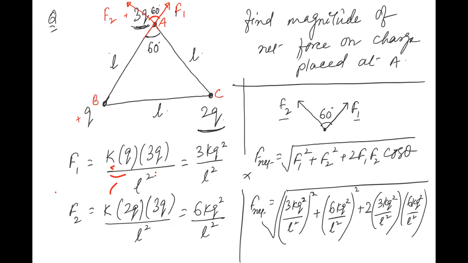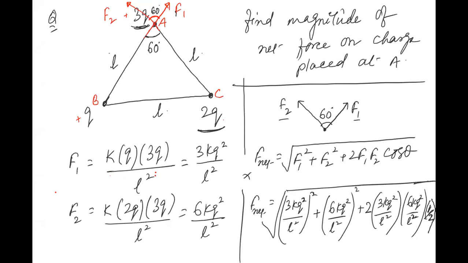And the angle between these two is how much? That is 60 degree. So cos 60 is how much? Do you know? It is 1 by 2. Can you see this? Whatever I have written on the screen, is it visible to you? Yes, sir. Visible. Okay, so just solve this to get the final answer for the force.